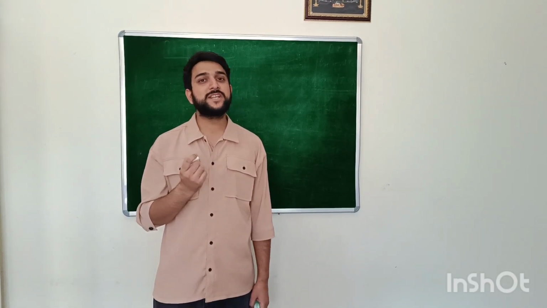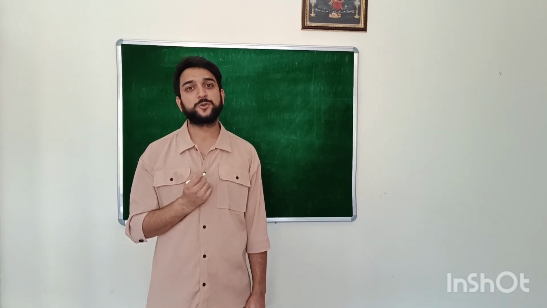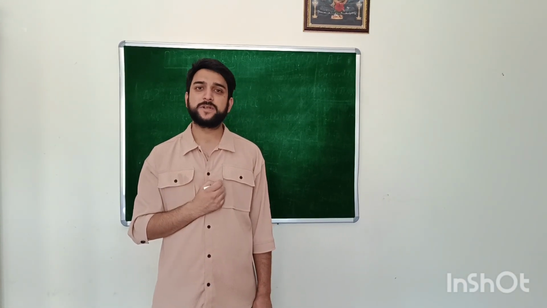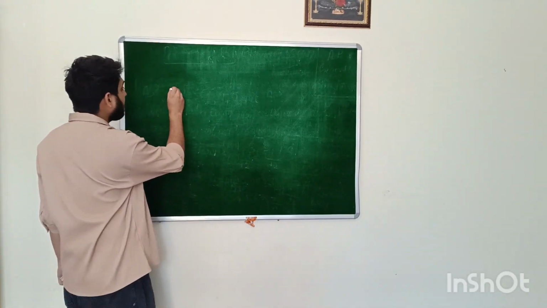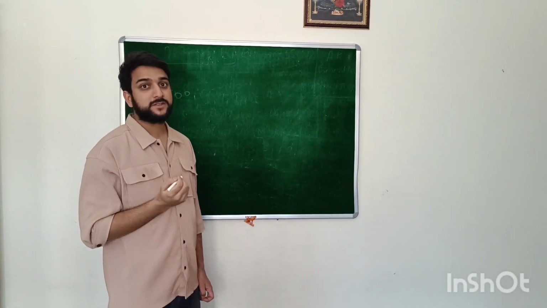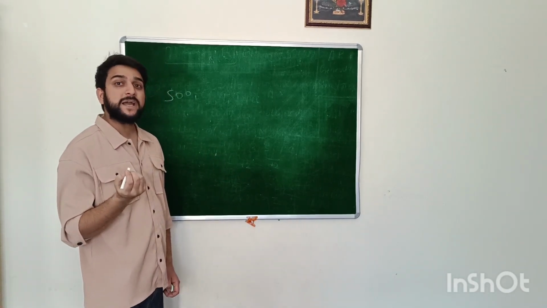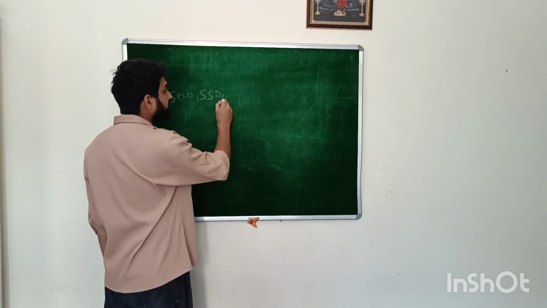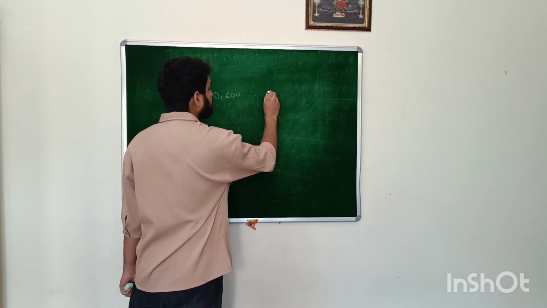Now let us suppose there is a child named Rahul who is getting a pocket money of 500 rupees from his parents. Now his parents want to increase his pocket money by 50 rupees per month. So he is getting 500 rupees pocket money in the first month. Now in the second month, if they increase it by 50 rupees, it becomes 550 rupees. Now in the third month it becomes 600 rupees, and so on.